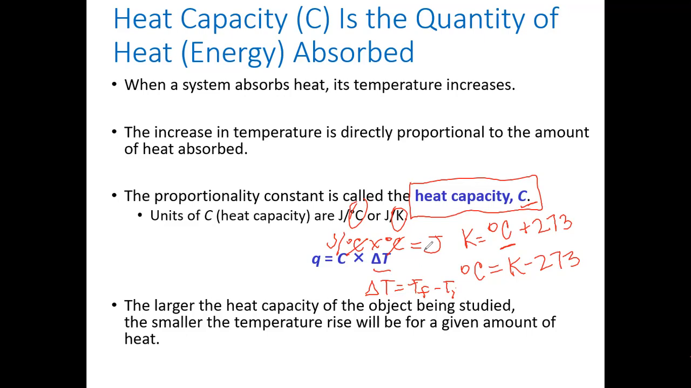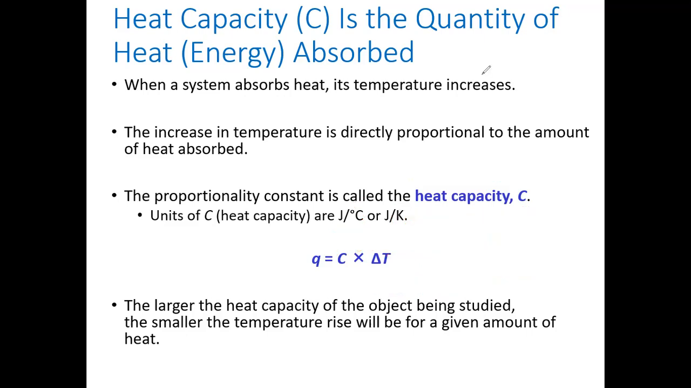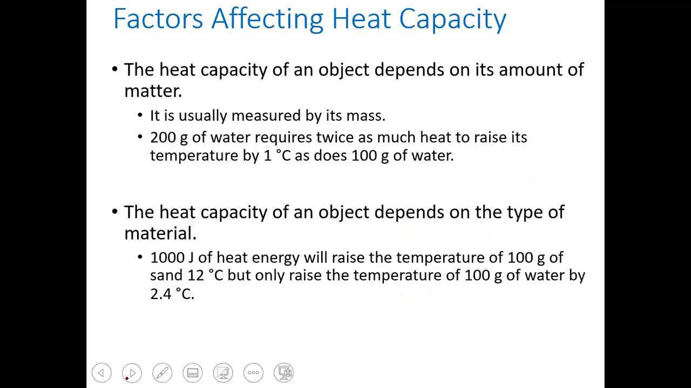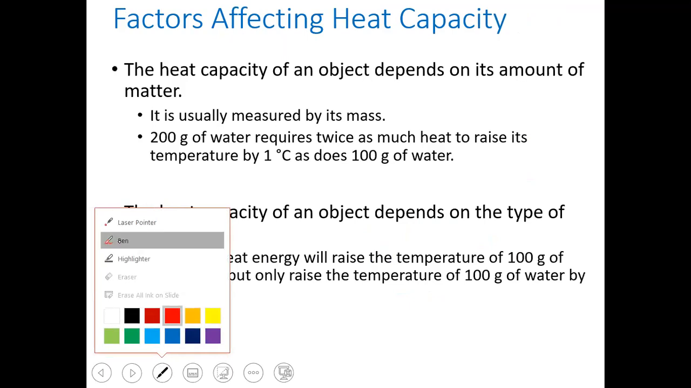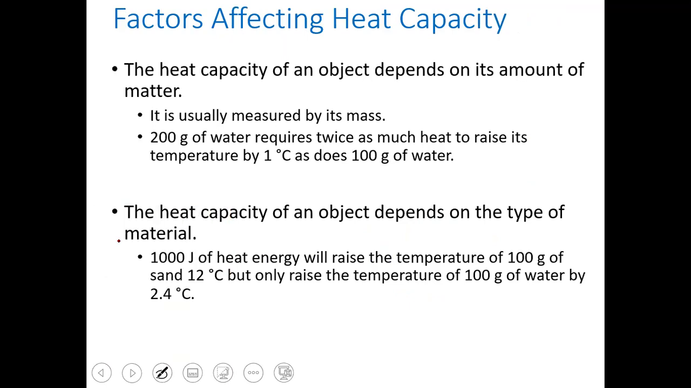If we flip to the next slide, let me clear this out. Factors that affect the heat capacity. The heat capacity of an object depends on the amount of matter present. Therefore, it is an extensive property. It depends on the amount present, so it's usually measured by its mass. That's how you determine the amount.